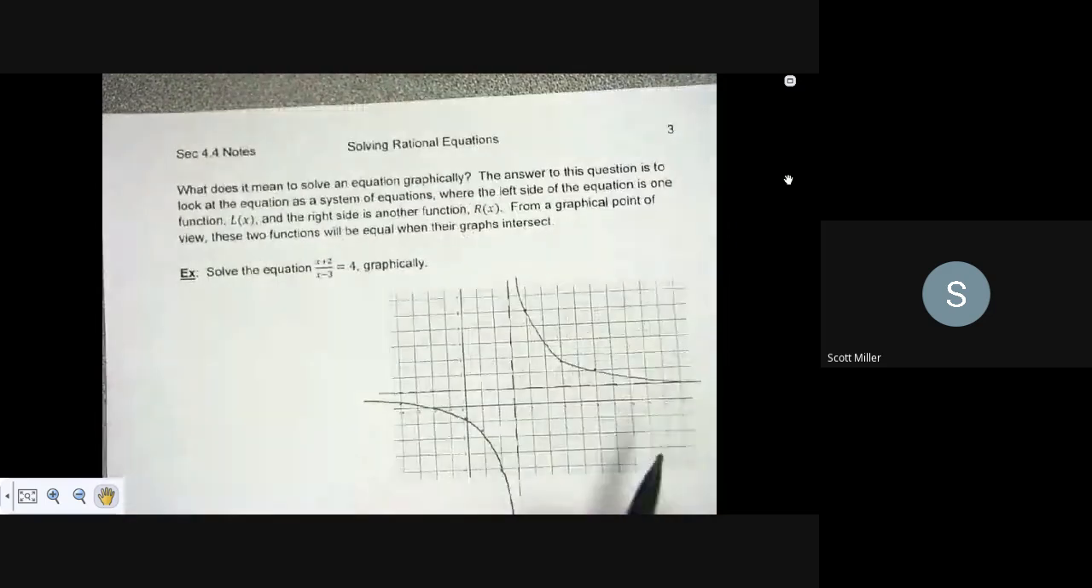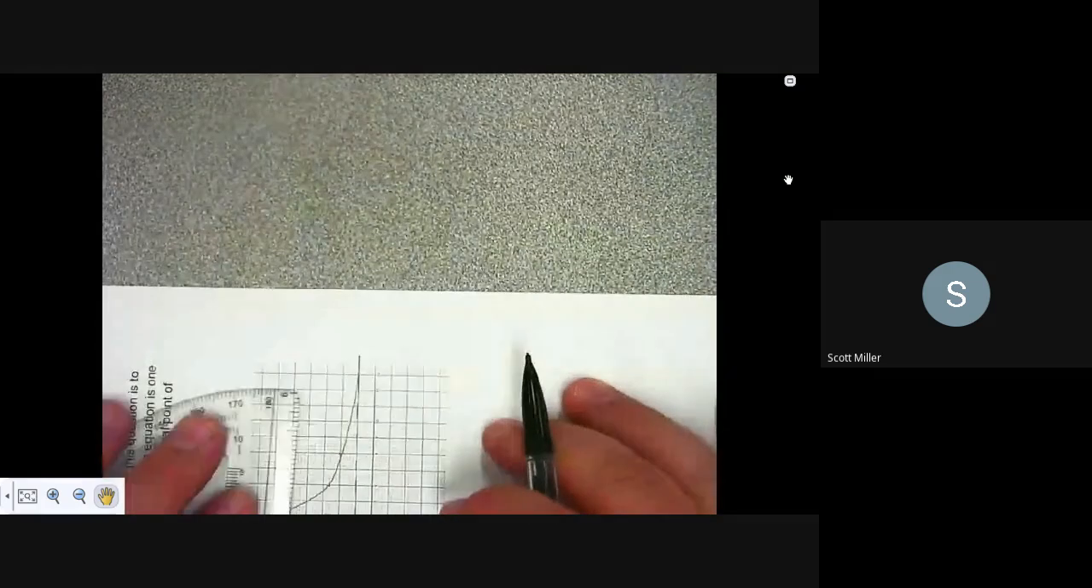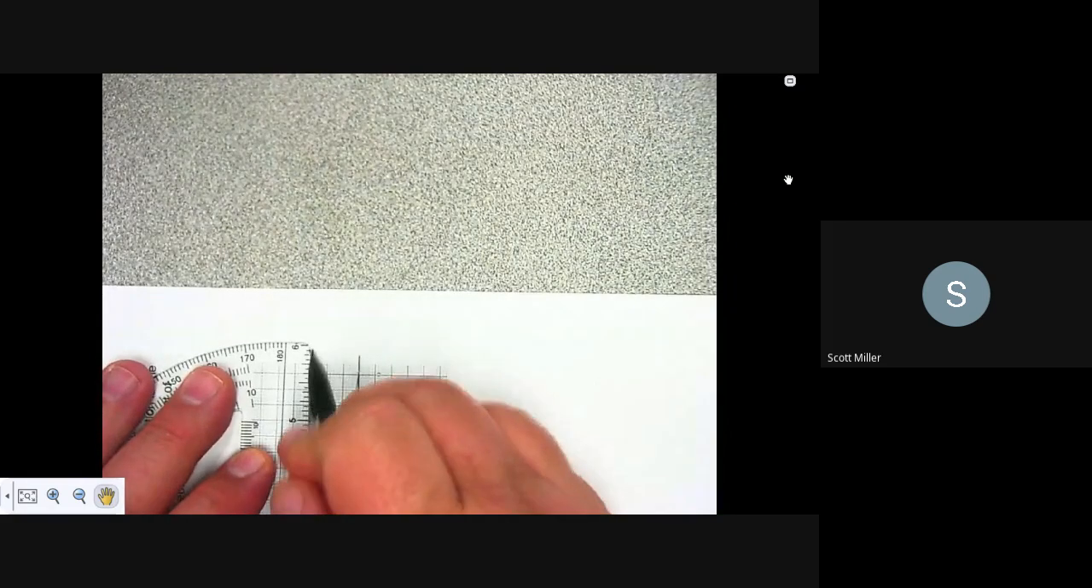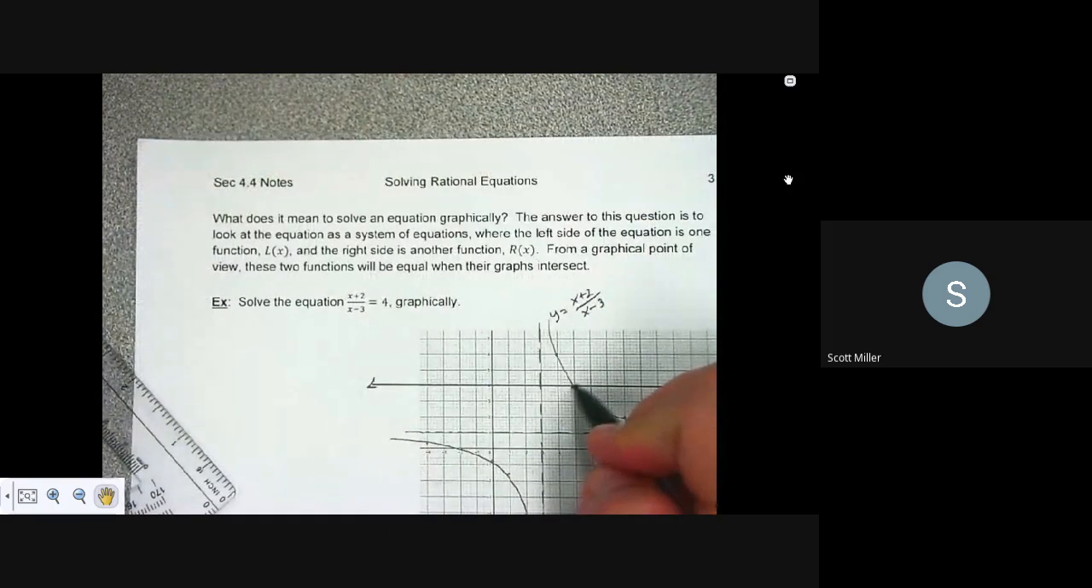And then we want to draw the right side, which is y equals 4. So that is a solid line. So this is y equals 4. This is y equals x plus 2 over x minus 3. And this is my point of intersection that we're trying to find.